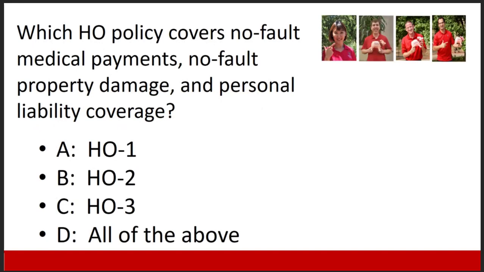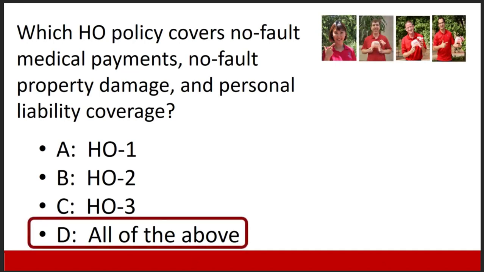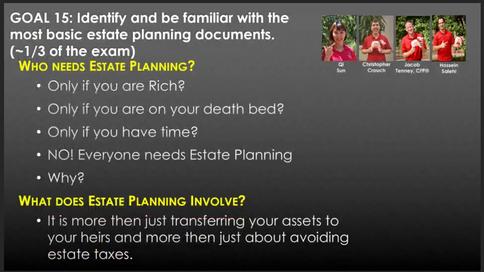Which homeowner's policy covers no fault medical payments, no fault property damage, and personal liability coverage? So the three liabilities. That is correct. It is D, all of the above. They all have those three. It's just that what actual damages they cover differ, but they'll do all three of the liability. All righty, I'm going to turn the time to Hussein.